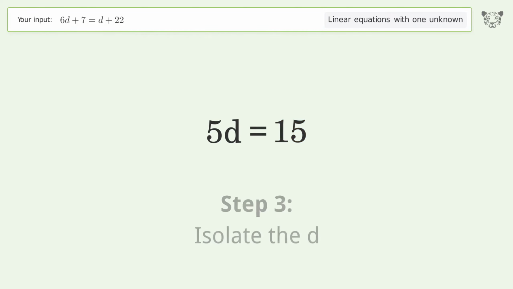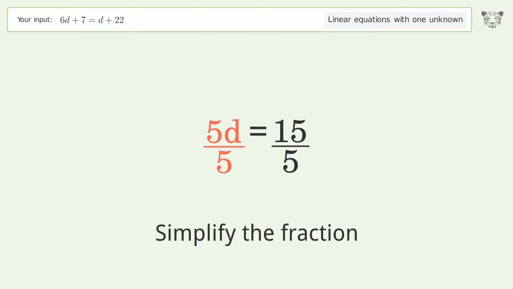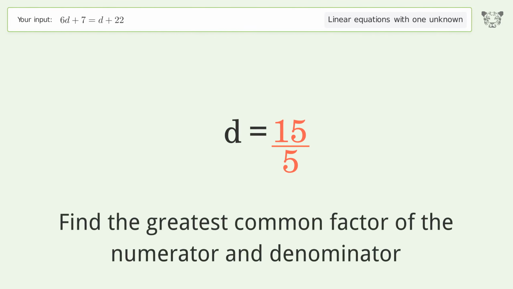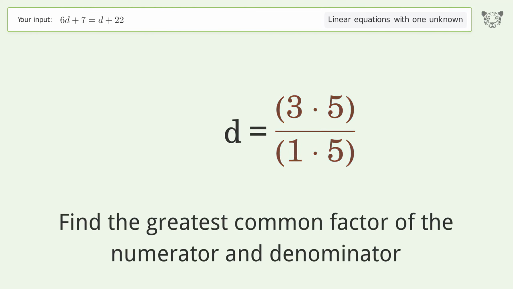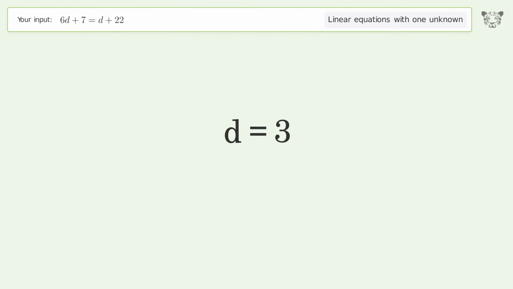Isolate the d. Divide both sides by 5. Simplify the fraction. Find the greatest common factor of the numerator and denominator. Factor out and cancel the greatest common factor. And so the final result is d equals 3.